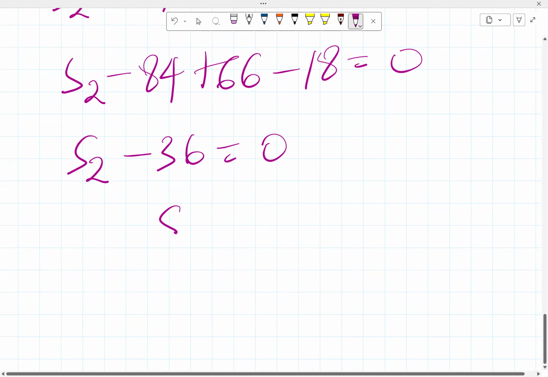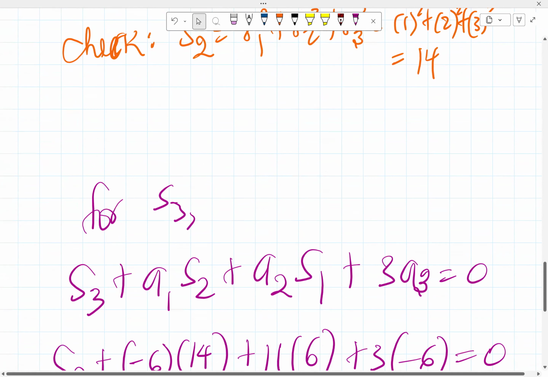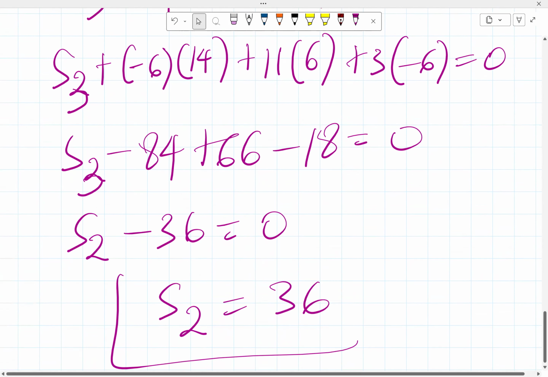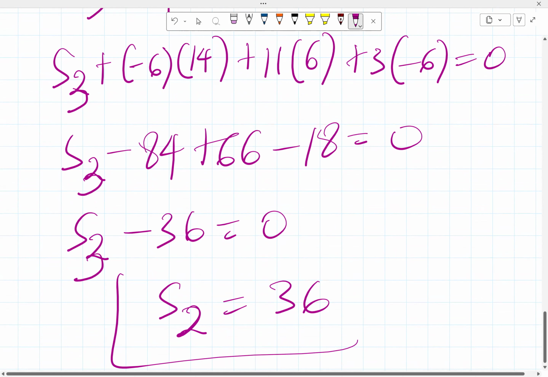Okay? So that means that S3 is equal to 36. Oh, sorry, S3. S3 is 36.